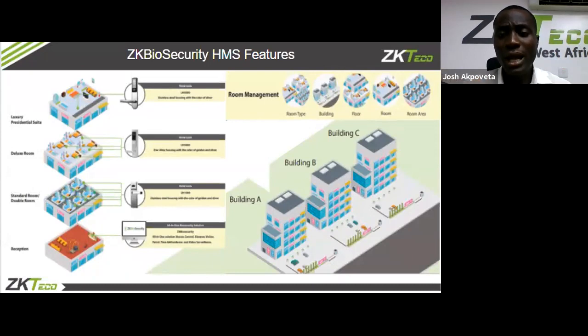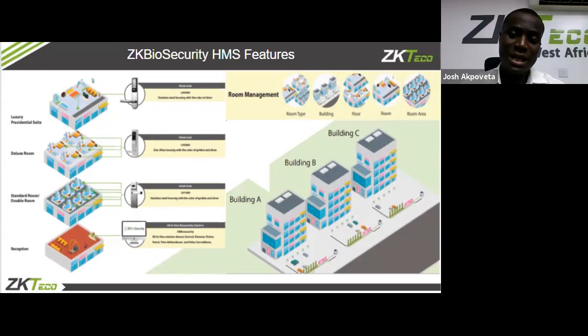On your screen there, at the top right corner, you see how rooms can be managed. Room management can be done by classification of room type, building type, the floor, the suites, and the room area. So if you want to categorize your room by room type, it can be done. Or at the down right corner, you see categorization by building, building A, building B, or building C.